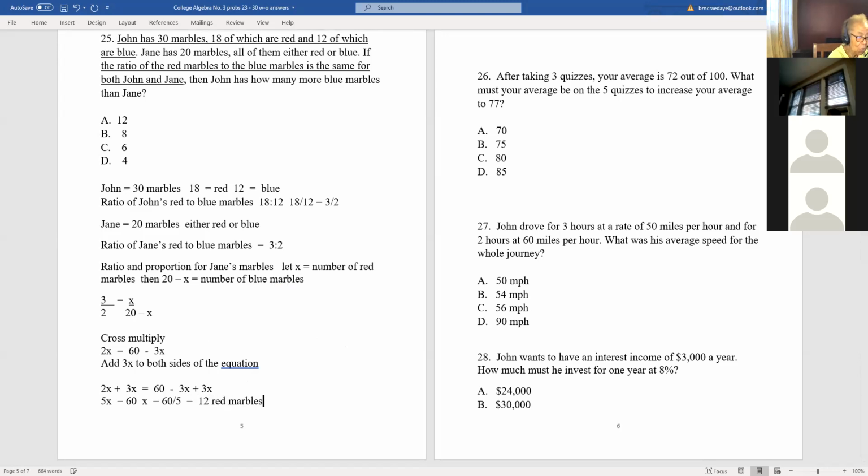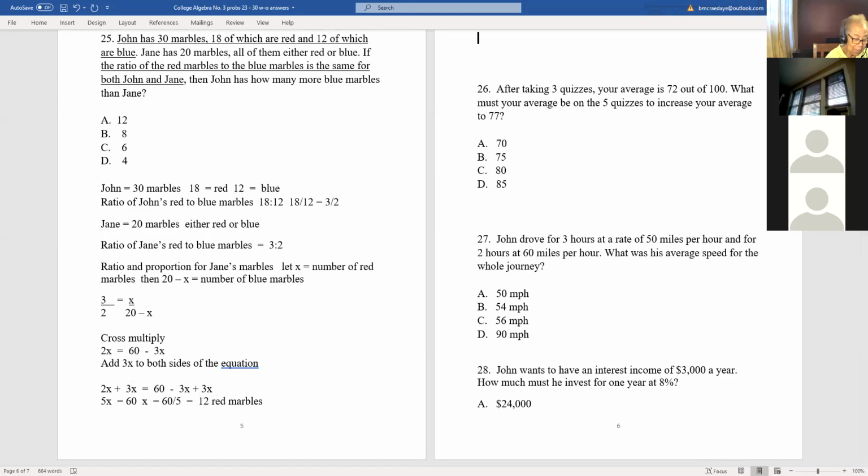So what would be the number of blue? 8. That's it. Very good. So the number of blue marbles is equal to 20 minus 12, right? And that's equal to 8. So how many blue marbles did John have?